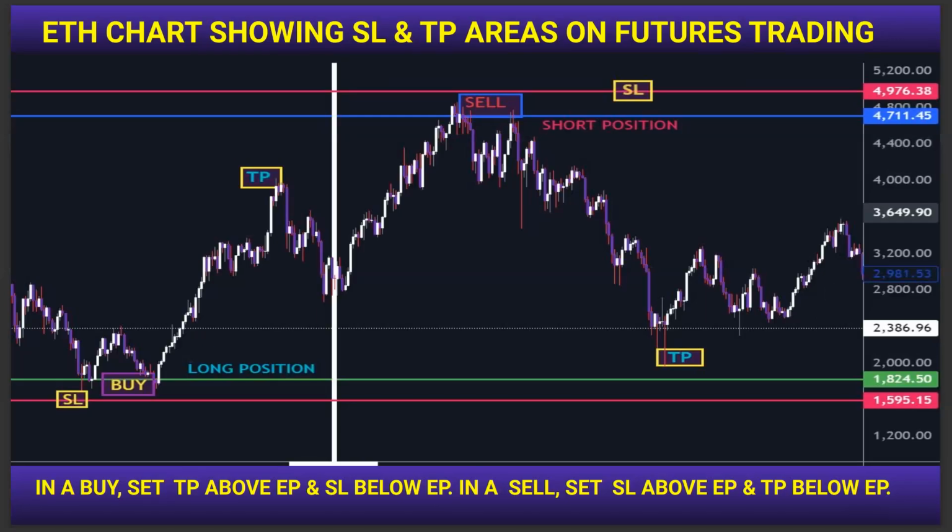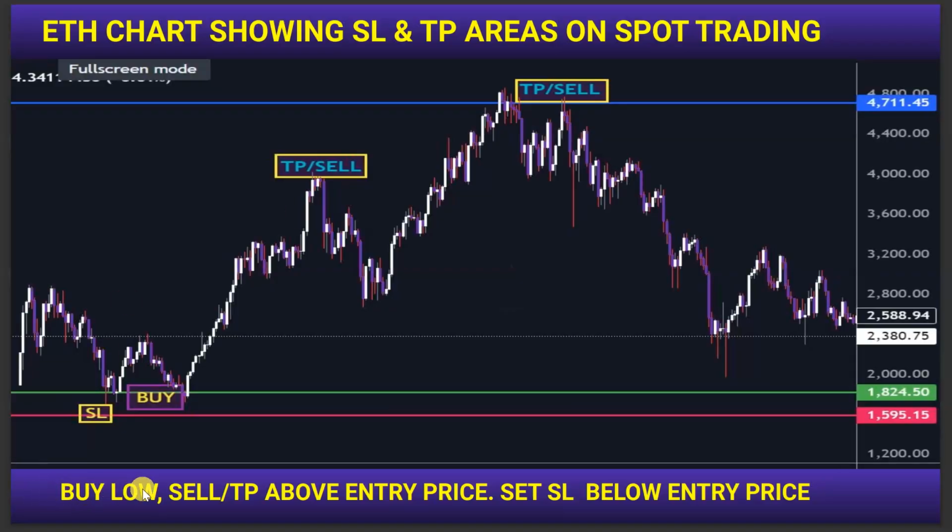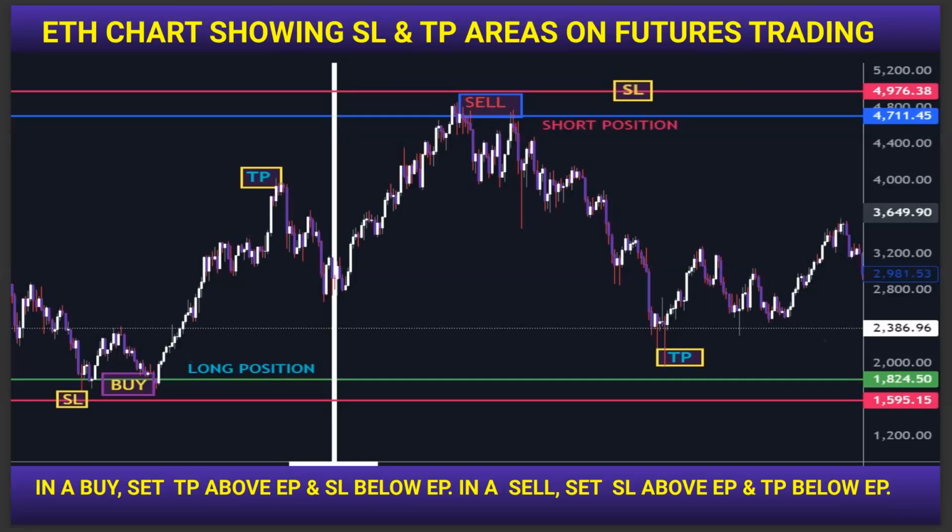Okay, so let's look at an Ethereum chart showing stop loss and take profit areas on futures trading. One more thing, in our keynote: on spot, you buy low and then set your take profit above the entry price. Then set stop loss below the entry price. Okay, I said that already. I thought I omitted it. So this is an Ethereum chart showing stop loss and take profit areas on futures trading.